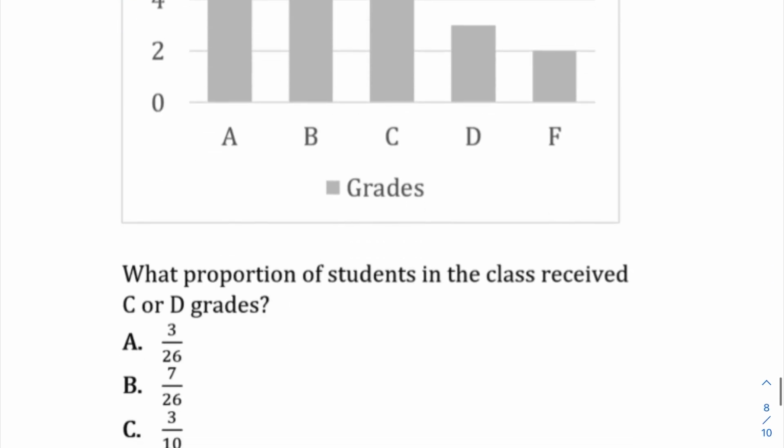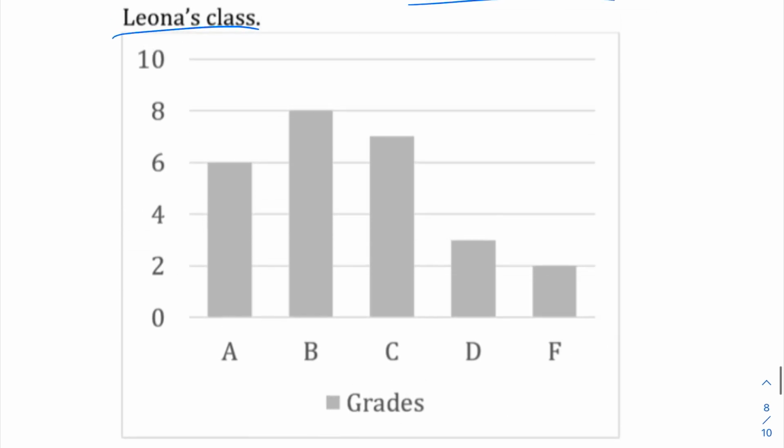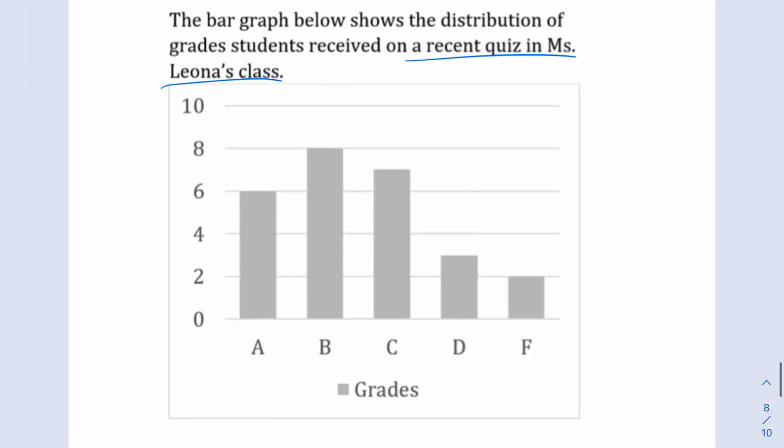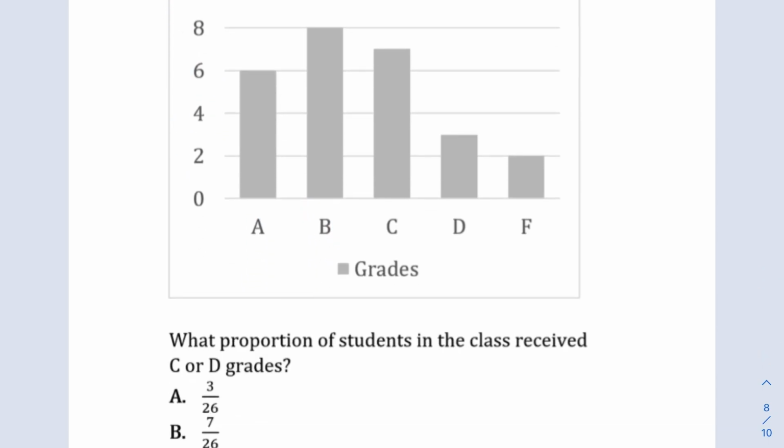The bar graph below shows the distribution of grades students received on a recent quiz in this person's class. What proportion of students in the class received C or D grades? So this skill is all about analyzing frequency counts. So this is a frequency count, right? You have this particular category and this is the frequency. This particular category, this is the frequency. So analyzing frequency counts, again, you're basically extracting basic data from these graphs that you're given.